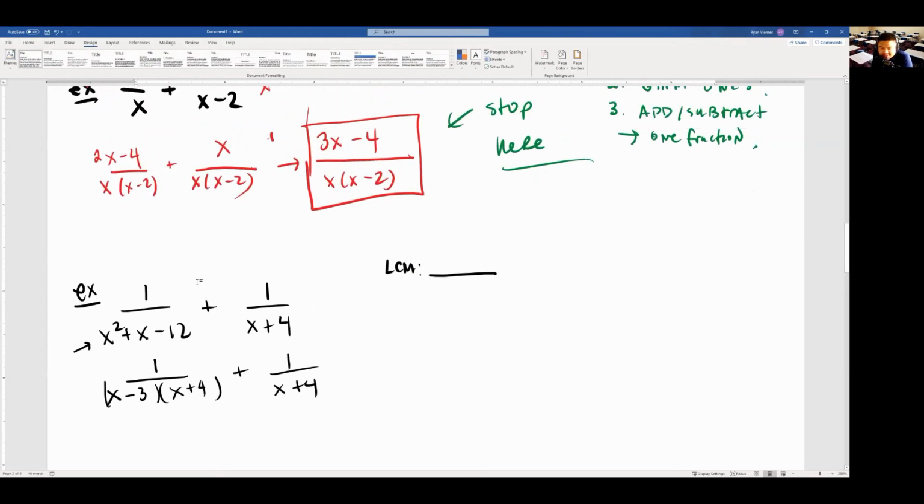The kid walks into the store and goes, ooh, I want an x minus 3. I want an x plus 4. And he goes to the second fraction and says, I already have an x plus 4, sucker. So my LCM is just x minus 3 parentheses x plus 4. So I have now identified my LCM. I will now use my giant ones.